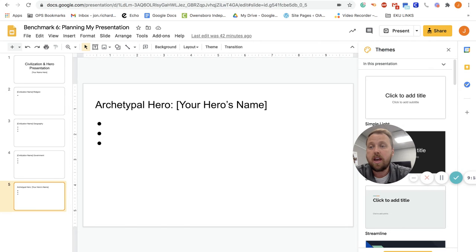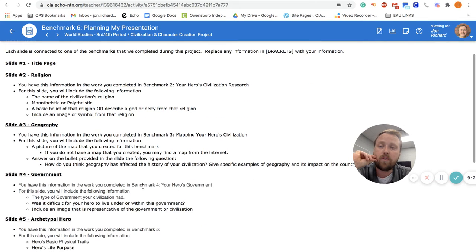So let's go back, and on the instructions, I gave you very specific information that I want you to include. And this is information that's directly from the benchmarks. So you really don't have to create anything new because you've already done the work, but you're synthesizing and bringing together all of this information that you've collected throughout the project. So just work on each slide, okay? Bring up the benchmark and bring up the slide and then just move the information over, okay? I don't want you to have to re-research all of this, because you've already done the work.